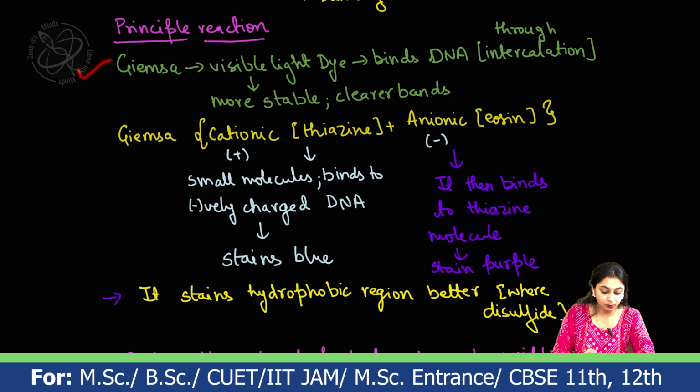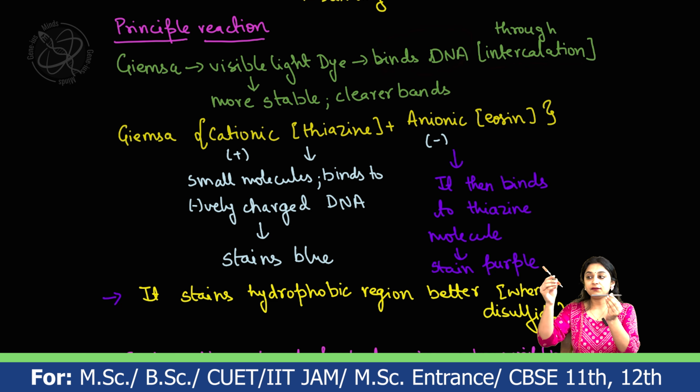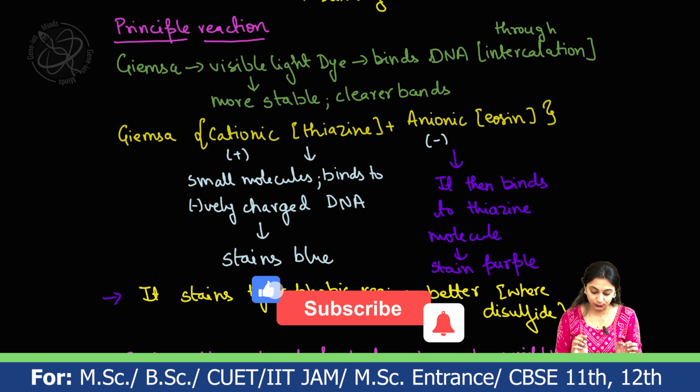The most important property of this Giemsa is that it binds to DNA through the intercalation process. Meaning what? Suppose this is a DNA, and this is a Giemsa stain. It just comes in and intercalates between the DNA molecule, and results in the coloration of the chromosome.